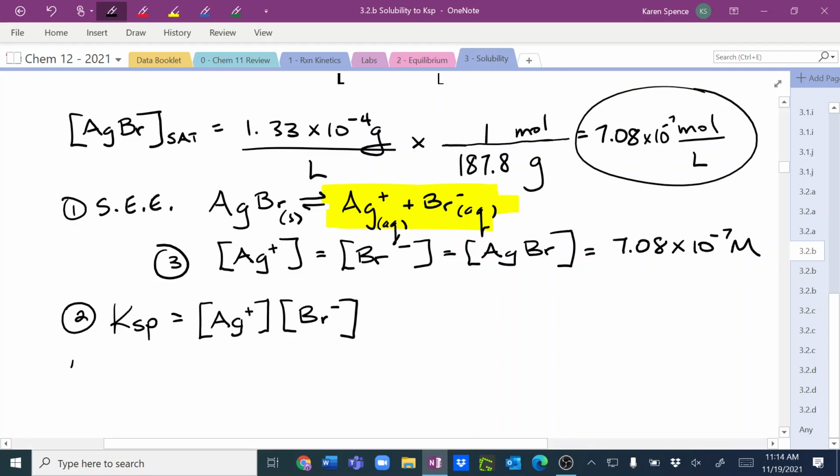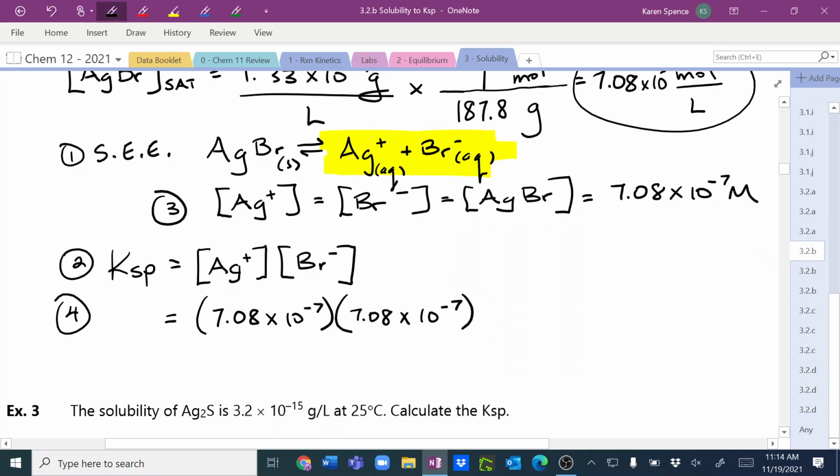What do we do next? Plug those in. Concentration of silver is 7.08 times 10 to the minus 7. Concentration of bromide is 7.08 times 10 to the minus 7. And we get 5.02 times 10 to the minus 13.